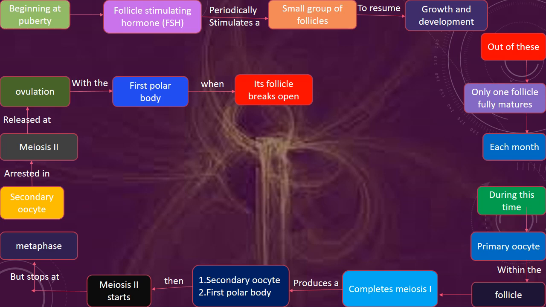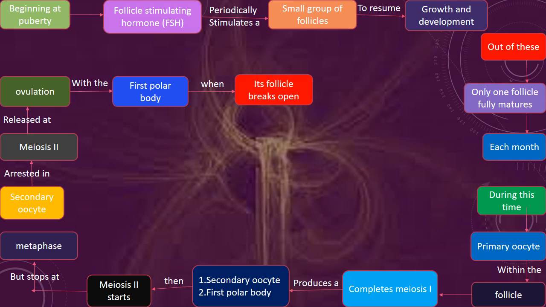Beginning at puberty, follicle stimulating hormone, FSH, periodically stimulates a small group of follicles to resume growth and development. Out of these, only one follicle fully matures each month. During this time, the primary oocyte within the follicle completes meiosis 1 and produces a secondary oocyte and the first polar body.